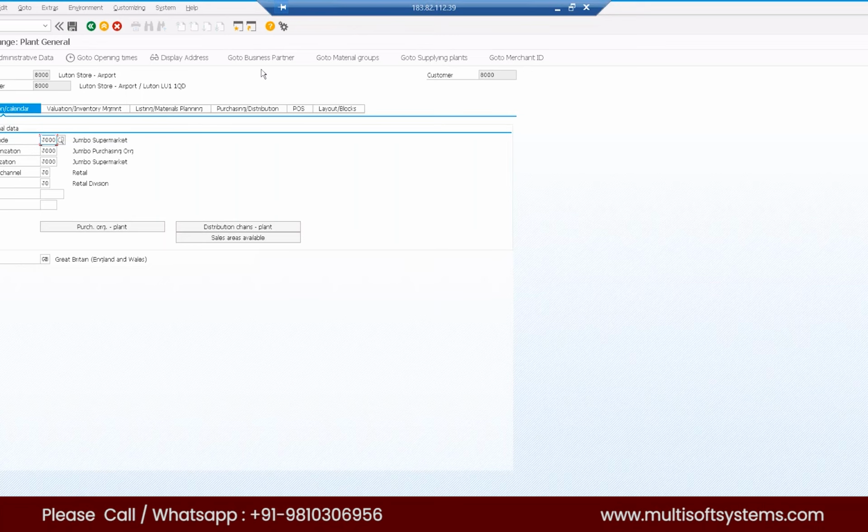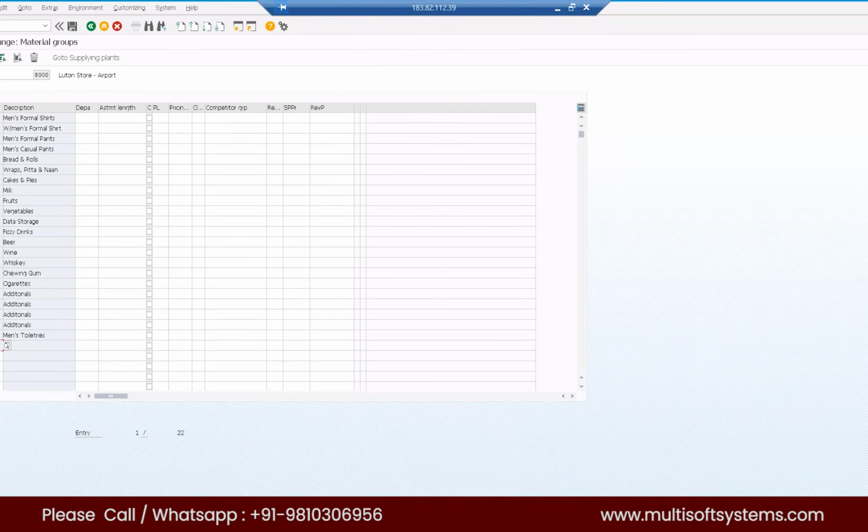So this is the tab for the business partners and the material groups. The material groups are nothing but the merchandise categories. Material groups play a very major role in any industry, not only specific for IS Retail. Material groups are the ones which decide what kind of category your materials will fall in. If you see here, we can see milk, fruits, vegetables, data storage are the material groups that are created in the system.